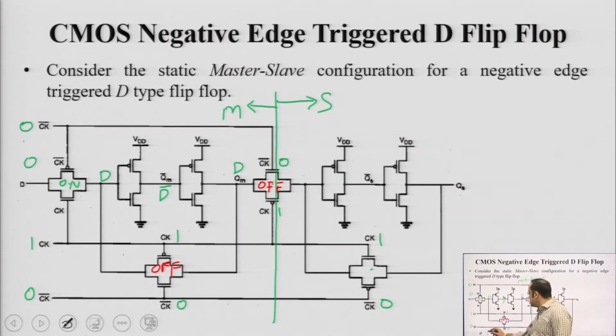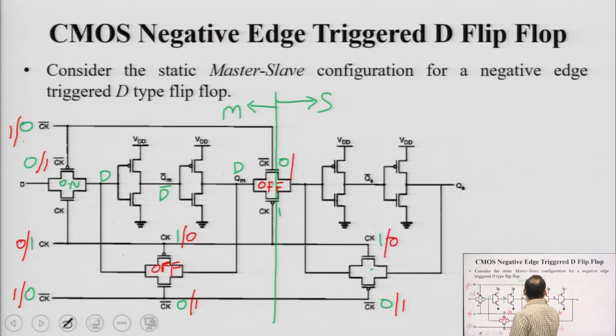Suppose now the clock triggers to the opposite side, and clock becomes 0. In that case, clock bar goes 1. Now, this transmission gate which was on before becomes off. So, if there is any change in input now, that does not propagate through, but we have already sampled the input here in the previous cycle.